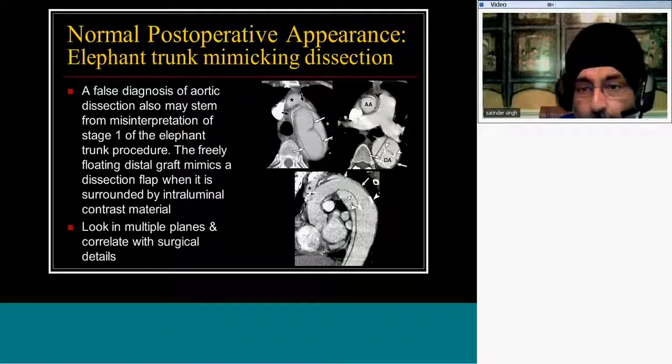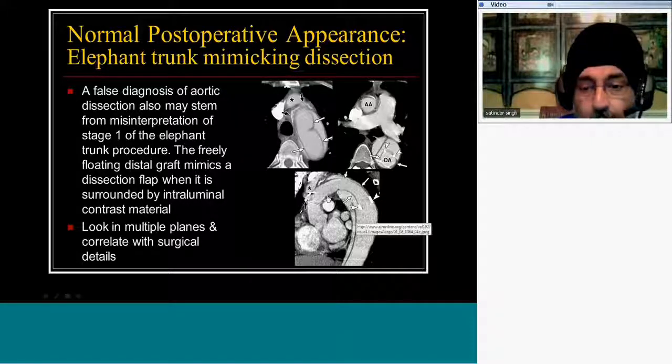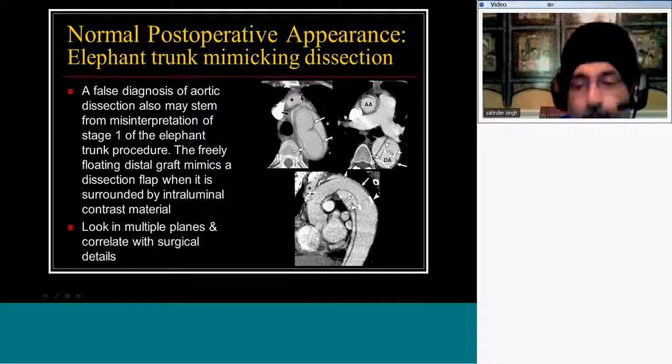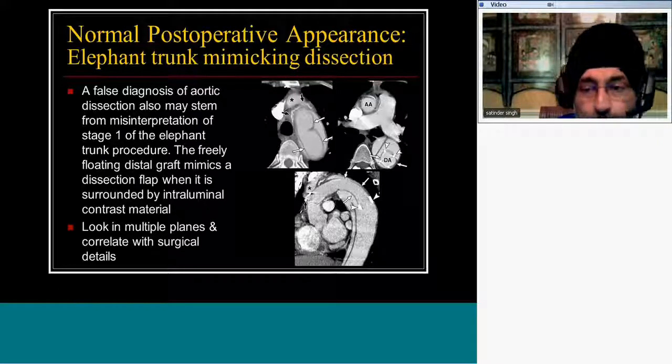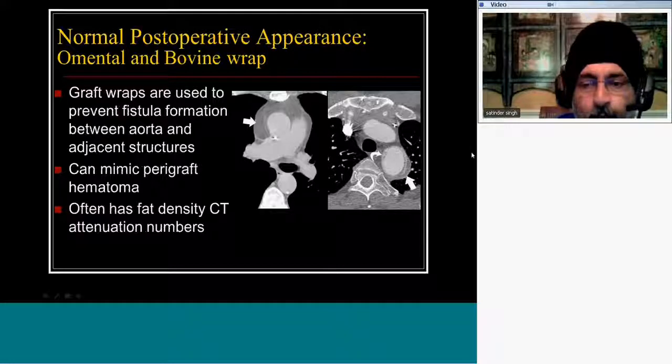The elephant trunk itself can mimic a dissection because you have two flaps which are dangling within the aortic aneurysm, and if you do not know the details of the surgery, this can be overcalled as dissection. So always look in multiple planes and correlate with the surgical findings.